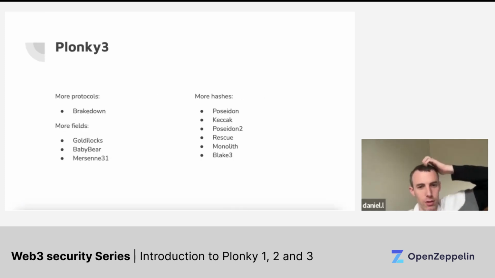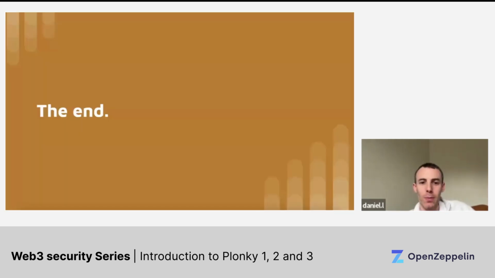Yeah, and just to briefly go through some of the different options that Plonky3 supports. So far, we have a breakdown, not the full protocol, but the encoding part at least. We have a bunch of fields. We have Goldilocks, Baby Bear, and this 31-bit Mersenne field that's very fast. And we have lots of options for hashing. We have Poseidon, Poseidon 2, Keccak, Rescue, Monolith, Blake 3, and we're working on more. Yeah, that's all I have for now, but I'd love to take any questions that there might be.